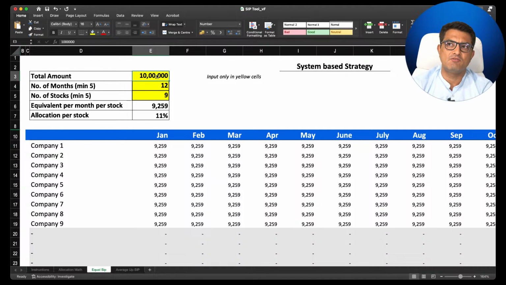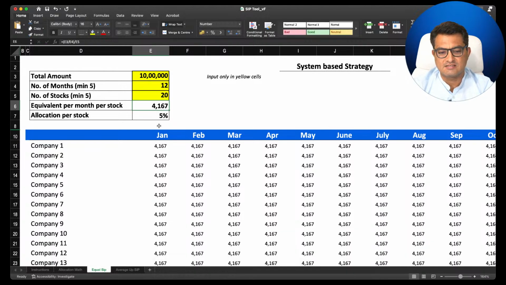And you say, hey Vivek, I'm fine with building the portfolio slowly, I want to build it in the next 12 months. So I'll put 12 months over here. Maximum you should put 12, because within a year you should be easily able to build the portfolio. And how many stocks do you want to choose? Let's say you say, Vivek, I want to choose 20 stocks. It will automatically calculate how much amount you need to put in every stock and what the percentage allocation is.